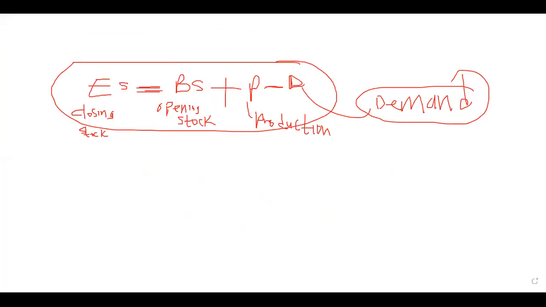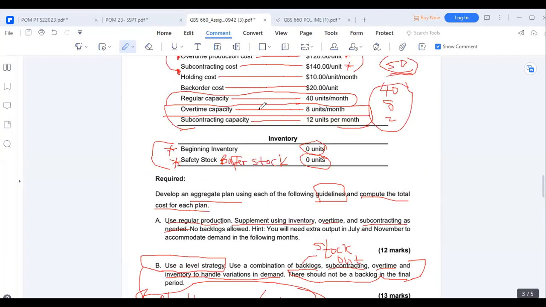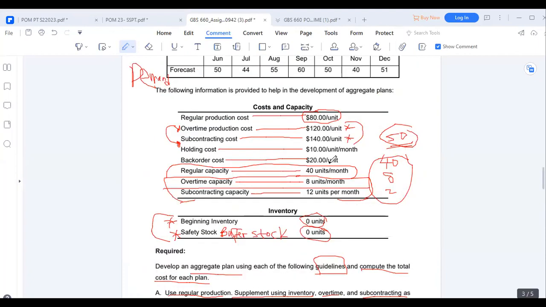So what we are saying now is that the back order cost per unit is $20. That's the back order cost. It's $20 per unit.